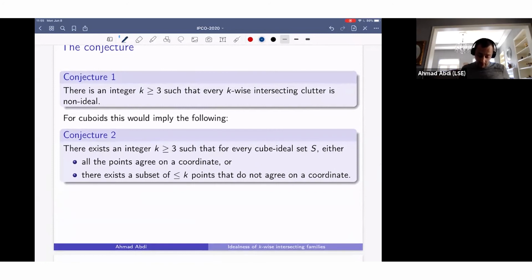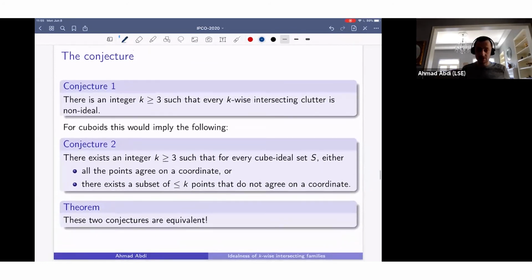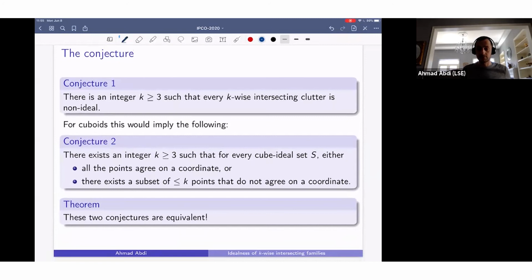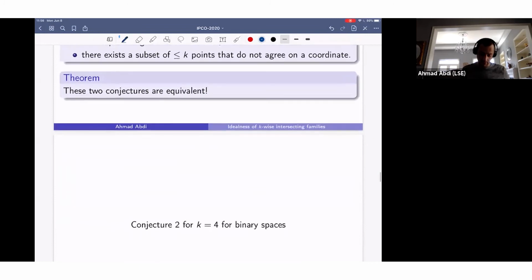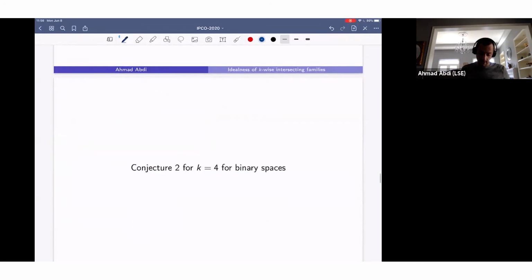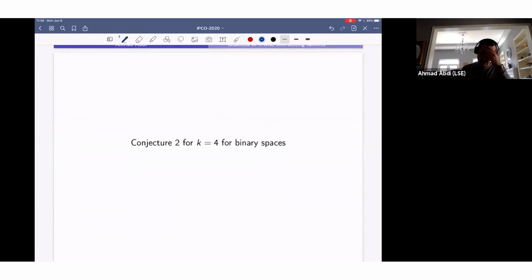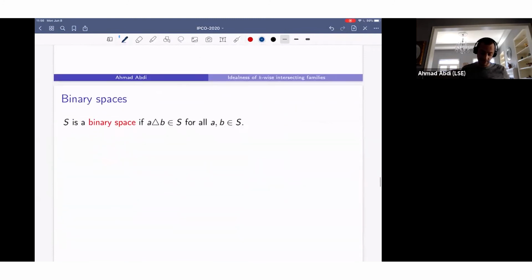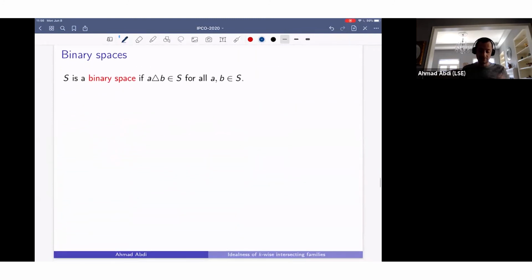And what's very interesting is that these two conjectures are actually equivalent. It suffices to prove the conjecture just for cuboids. And this is quite interesting. It tells you that this class of clutters is very important. All right. And what we do is we prove this conjecture for k equals 4 for binary spaces. Okay, binary spaces are just vector spaces over GF(2).